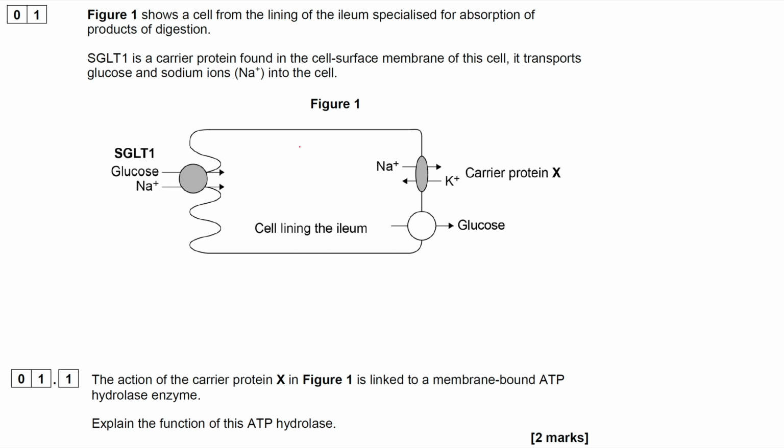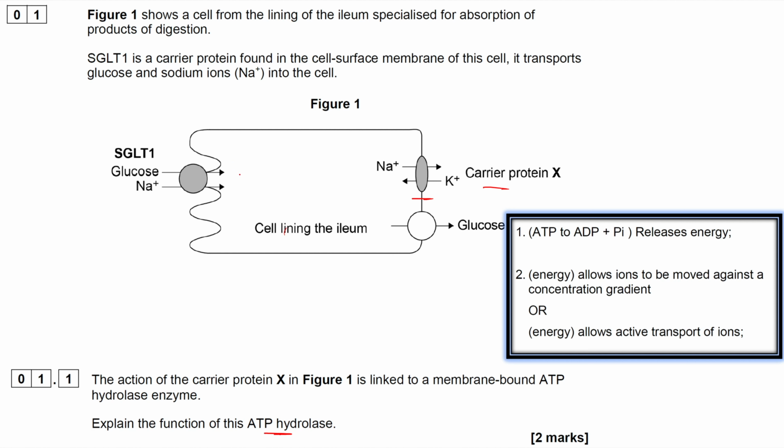So basically what we see here is we have an ileum cell, and here we can see a carrier protein. And as mentioned in the question, this protein needs the ATP hydrolase to function. So ATP hydrolase will basically hydrolyze the ATP molecule into ADP, releasing energy. So your answer should cover both the points. The first point you need to cover is that ATP to ADP plus inorganic phosphate releases energy.